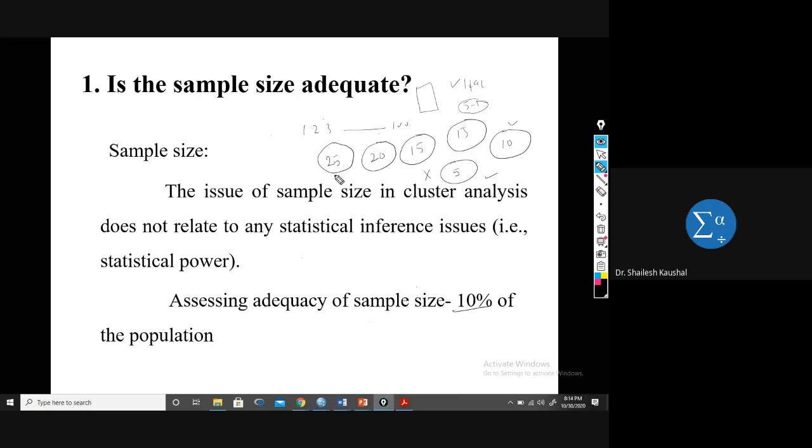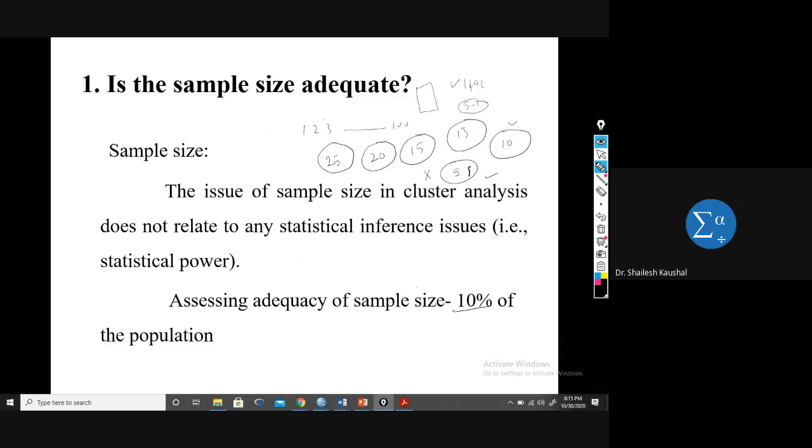So generally a company makes products or services where a large number of people in each cluster are homogeneous. So the sample size should be at least a minimum of 10% of the total size.